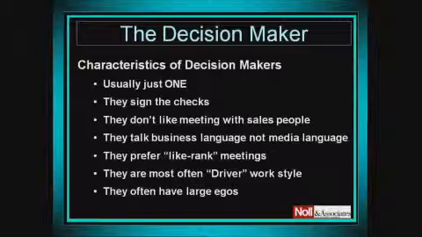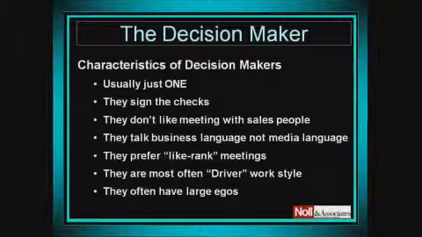Characteristics of a decision maker. First of all, there is usually only one, unless you're selling to the United Way. And in the case of United Way, there are no decision makers. They do everything by committee. Secondly, the decision maker signs the checks. They're the ones that sign the checks, so you know the person signing the checks is ultimately the decision maker. Generally, decision makers do not like meeting with salespeople because they see it as a waste of time. If you get in front of a decision maker, understand they speak business language, not media language. You need to learn their language, and you need to let them know that you've learned their language.